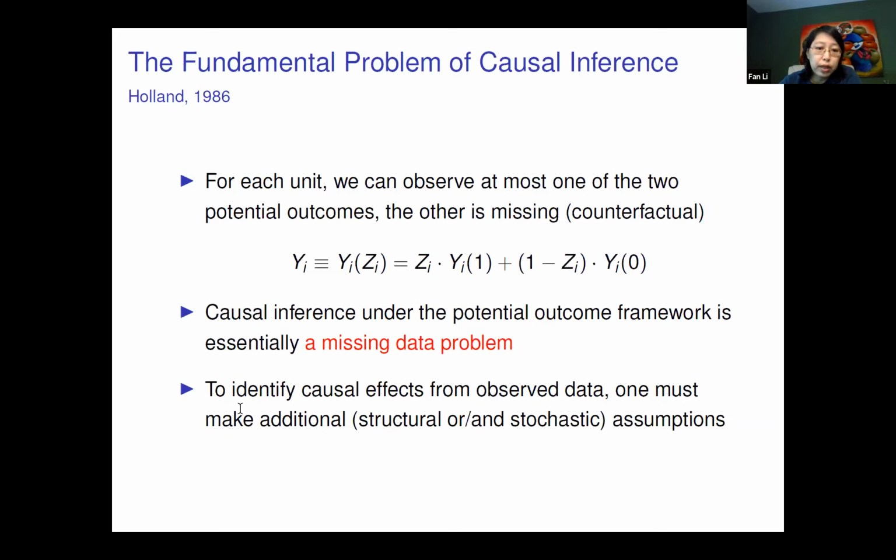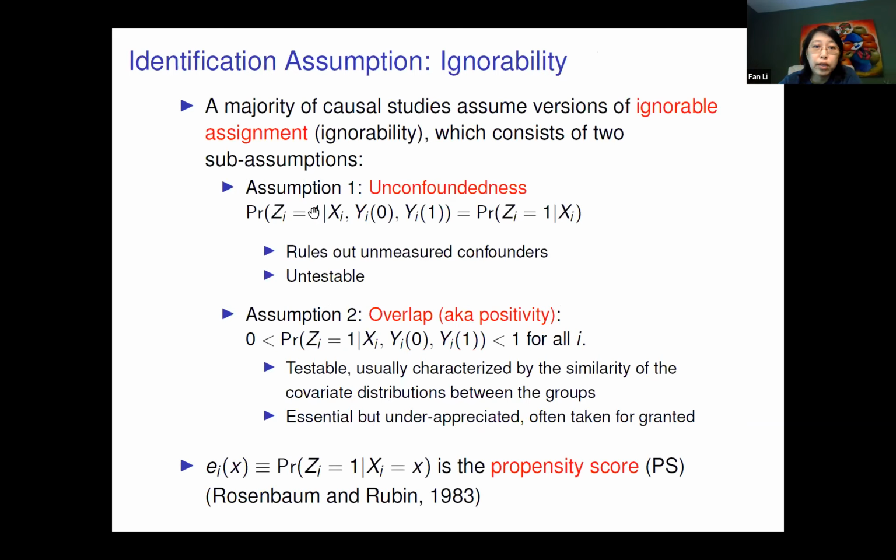Of course, because we miss at least half of the data, we need additional assumptions to do causal inference. In this talk we are mostly focusing on the ignorability assumption, which can be extended to many different cases.